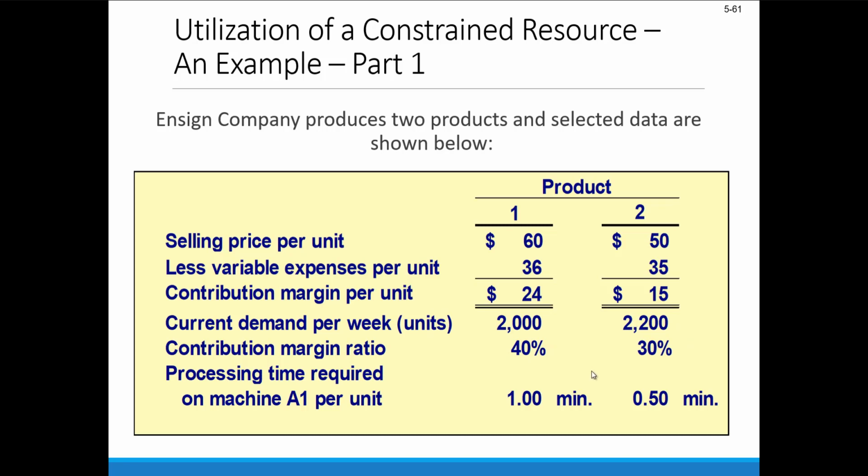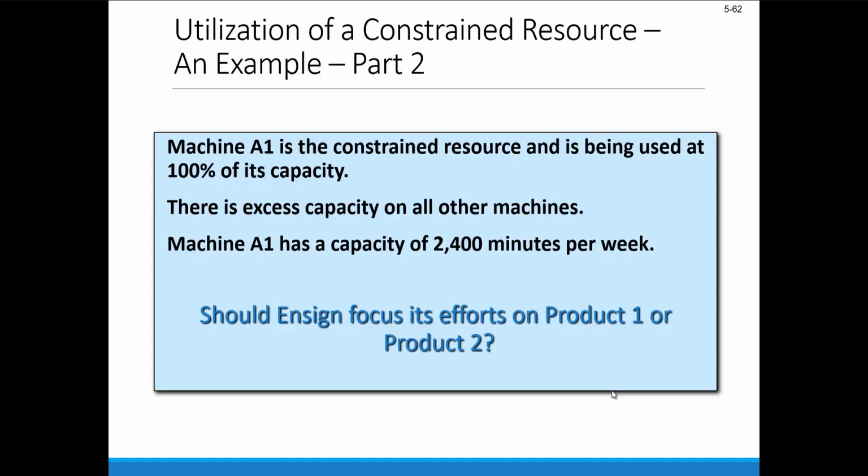And they differ in the processing time they require on this machine A1. Product 1 takes a minute per unit on that machine. Product 2 just takes half a minute on that same machine. So let's assume that that machine is the constrained resource or the bottleneck in the process, and it's being used at full capacity. Let's say there's excess capacity though on all other machines. So this is the true bottleneck. Machine A1, let's assume it has a capacity of 2,400 minutes per week.